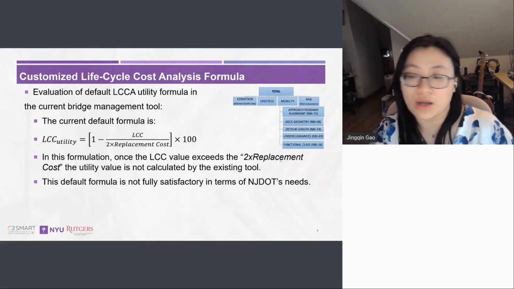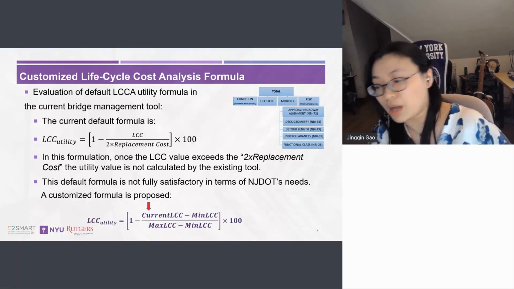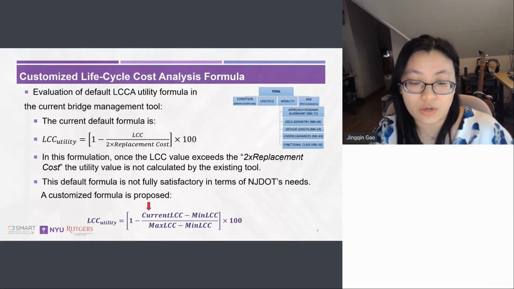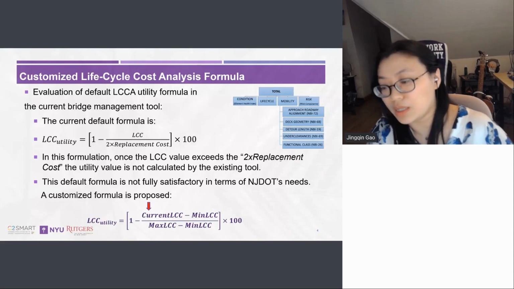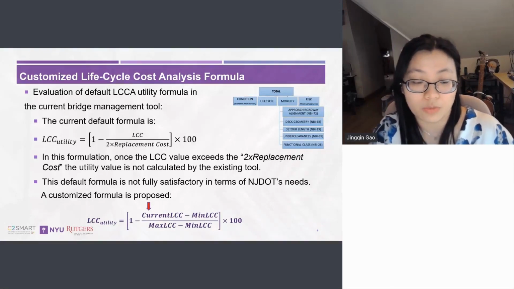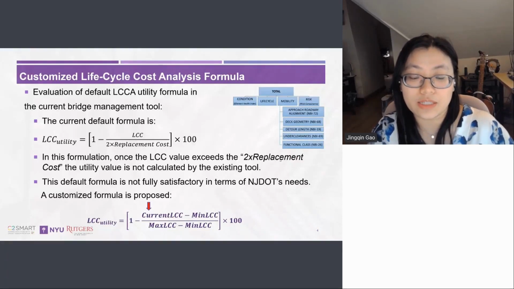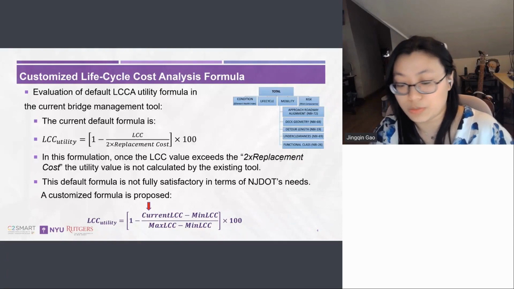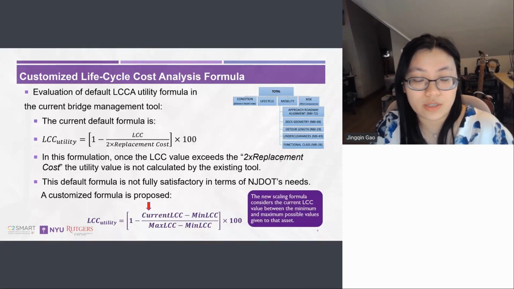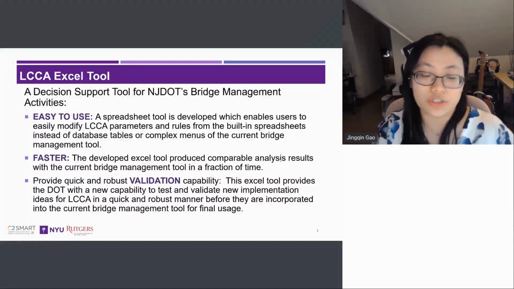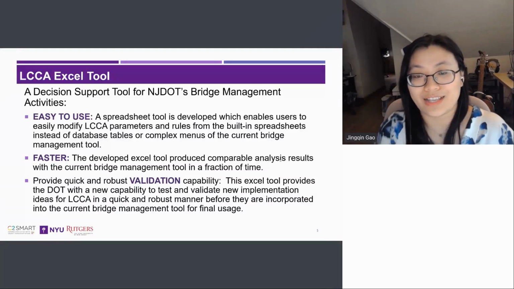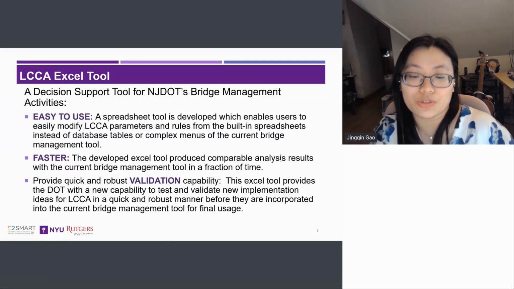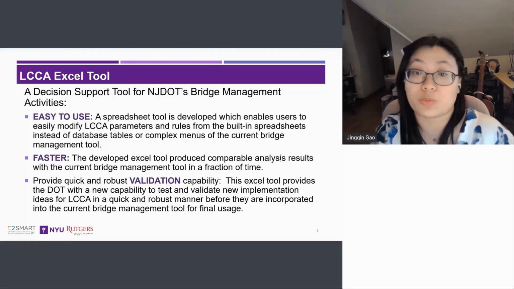The new scaling formula, as you see on the bottom, considers not only the replacement cost, but more towards a minimum and maximum possible value of the lifecycle cost given to that asset. These estimated minimum and maximum values are validated using the results obtained from the existing bridge management software. And this customized formulation becomes a part of the LCC Excel tool development that can be used to support decision making for DOT's bridge management.